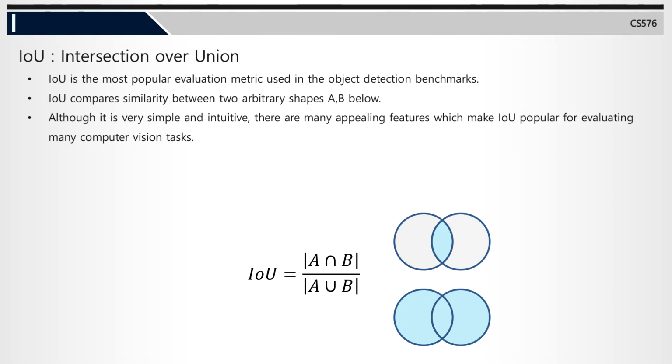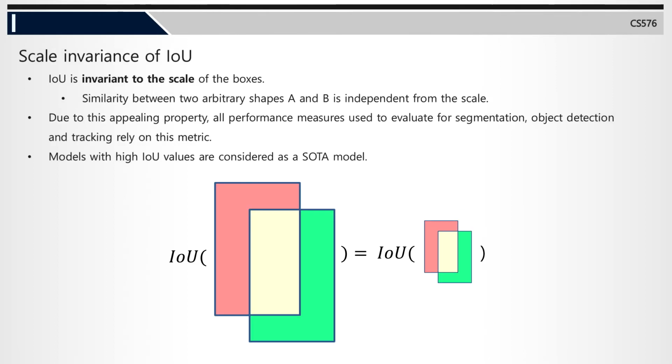Intersection over union, IOU, is the most popular evaluation metric used in the object detection benchmarks. IOU compares similarity between two arbitrary shapes A and B as follows. Although it is very simple and intuitive, there are many appealing features which make IOU popular for evaluating many computer vision tasks. One of the biggest strengths is that IOU is invariant to the scale of the boxes. This means that the similarity between two arbitrary shapes A and B is independent from the scale.